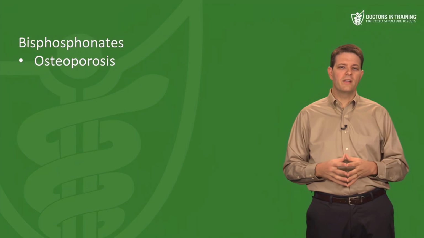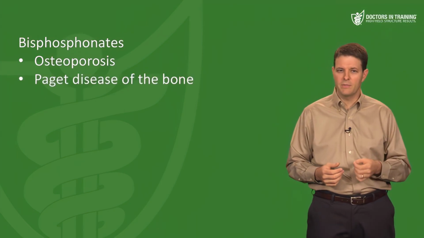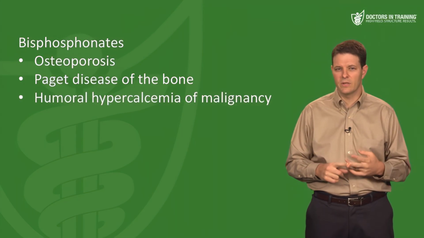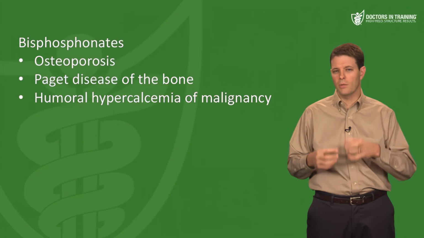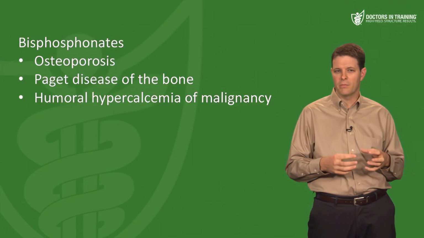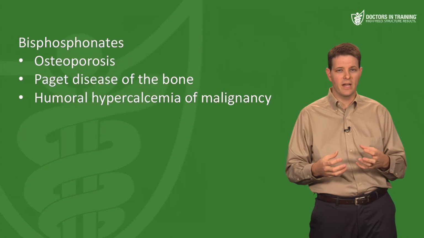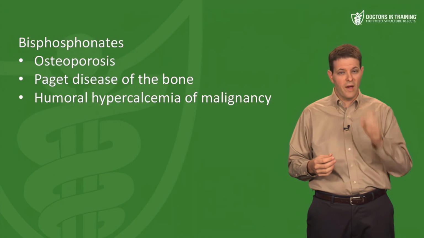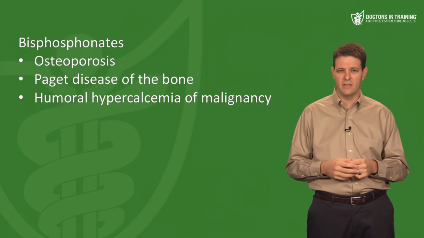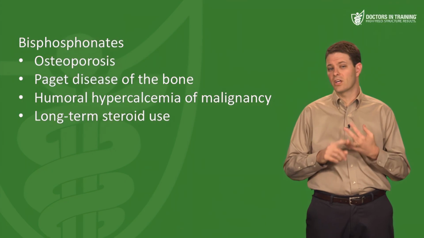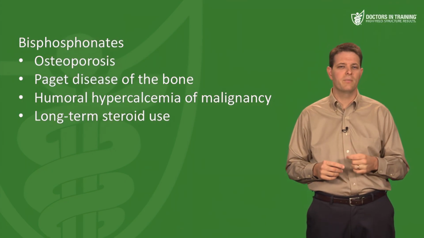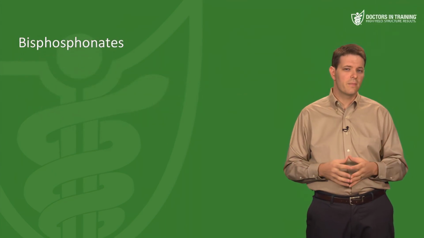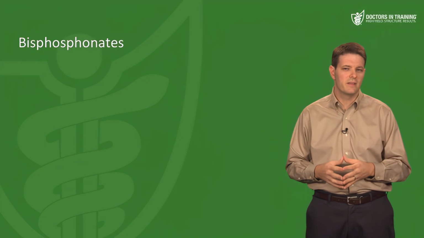We mainly use bisphosphonates for osteoporosis, but occasionally we use them in Paget disease of the bone and in something called humoral hypercalcemia of malignancy, which is where certain types of cancer make a hormone called PTH-related peptide, or PTHrP. And that hormone stimulates the osteoclast, which leads to hypercalcemia as a paraneoplastic effect. But if you give a bisphosphonate to that patient, it's going to inhibit the osteoclast. And since long-term steroids can cause osteoporosis, sometimes we give bisphosphonates to patients who need to be on long-term steroids to prevent that.